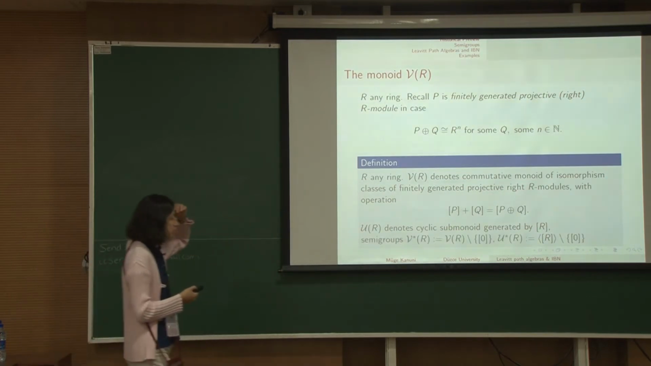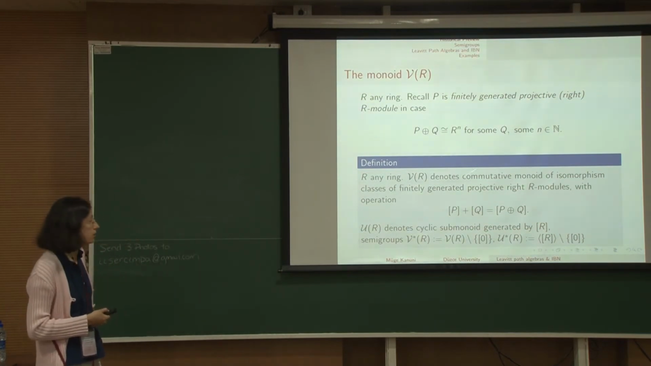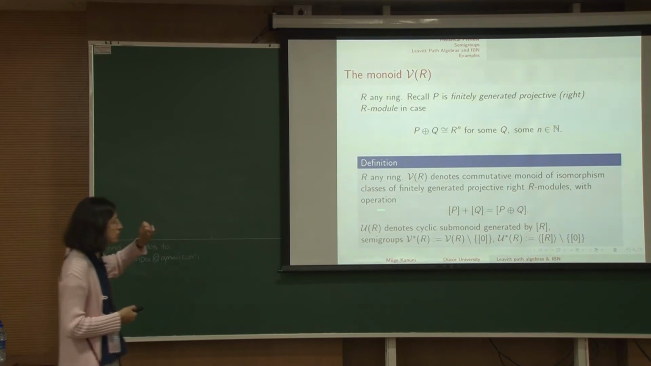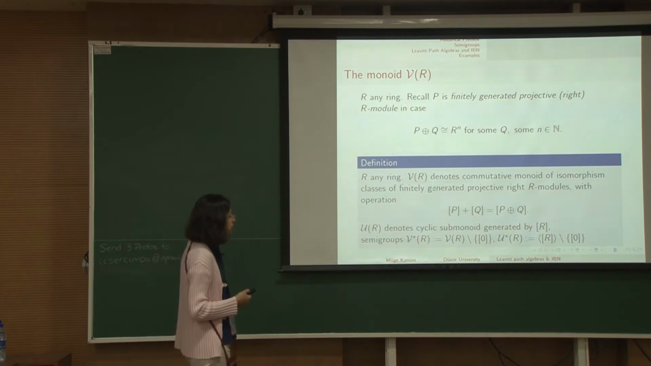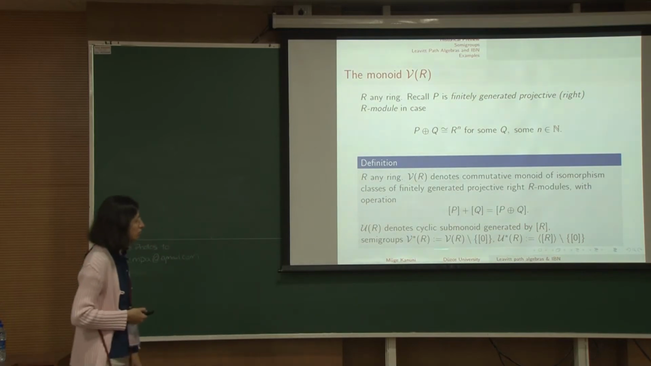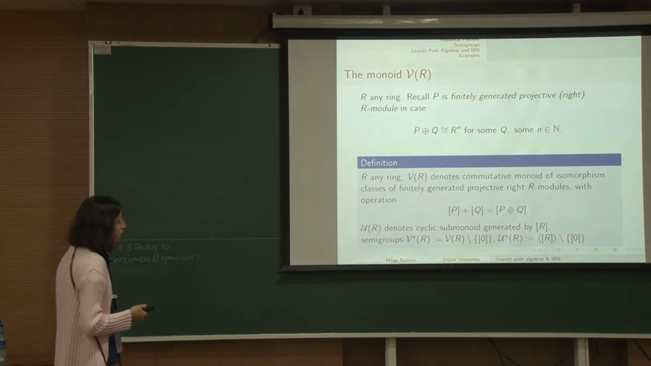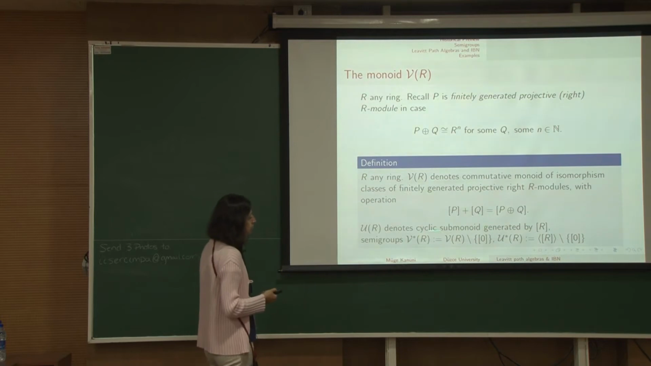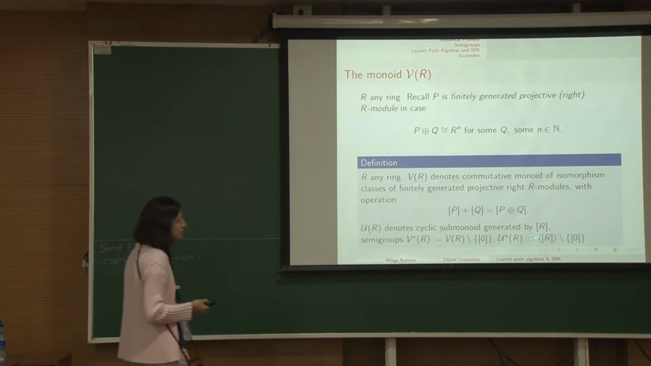I use monoid and semigroup interchangeably, so sometimes it's more convenient to get rid of the zero module out of my monoid. So I use U star of R for the semigroup, and the associated semigroup for U is going to be U star of R. Now, this monoid, the cyclic submonoid generated by R, the semigroup, is important in our case.